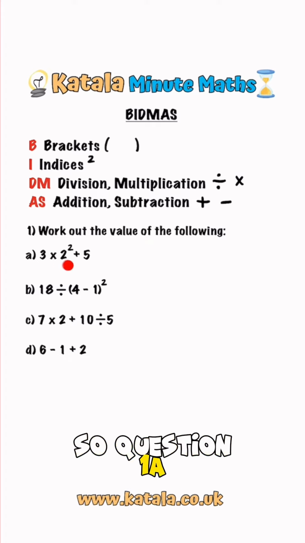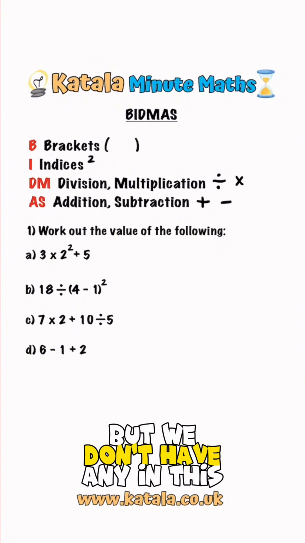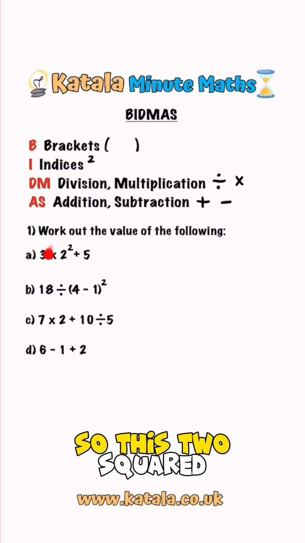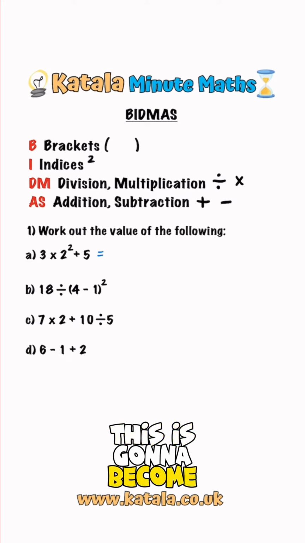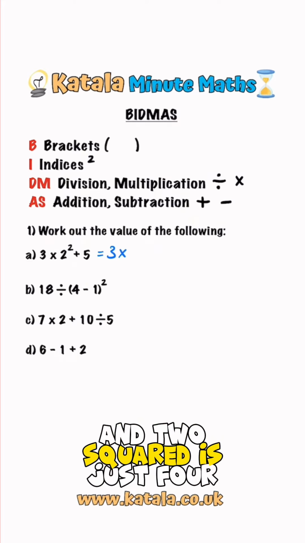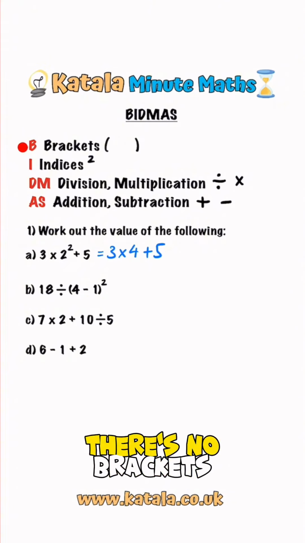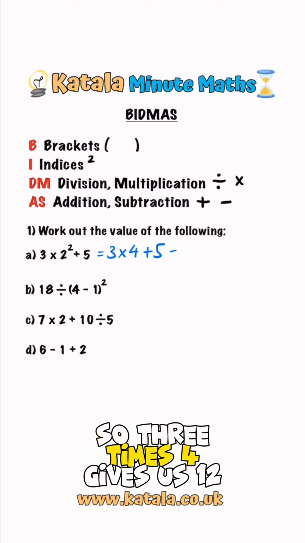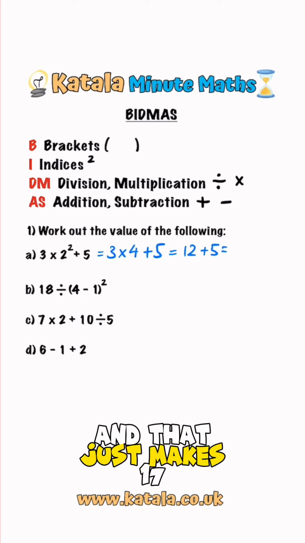So question 1a, if we have a look here, the first thing we need to deal with, if we have any, is brackets, but we don't have any in this problem, so that's fine. Next up is the indices, so the powers. So this 2 squared is going to be the first thing that we need to work out. So this is going to become 3 times 4 plus 5. Well, what's next? There's no brackets, there's no indices, there's no division, but there is a multiplication. So we need to carry out the multiplication next. So 3 times 4 gives us 12. So that's going to be 12 plus 5, and that just makes 17.